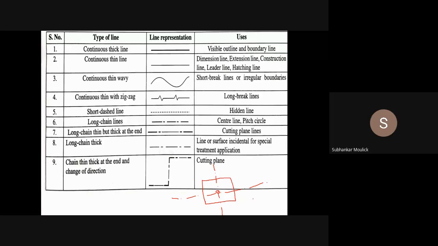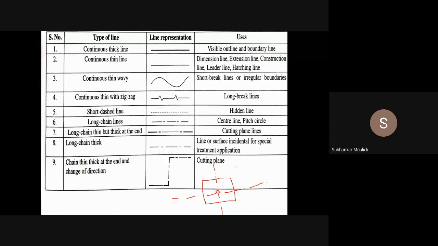If you want to represent the central line of any object, we use this dash dot line. It is also known as the central line or long chain line. Fine. Next is the seventh one. Can you please explain it once?